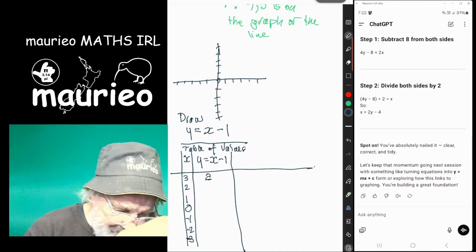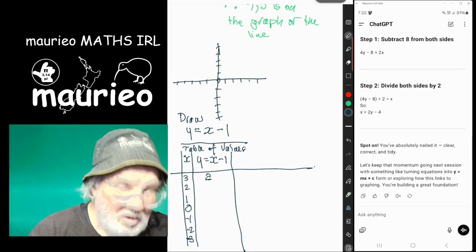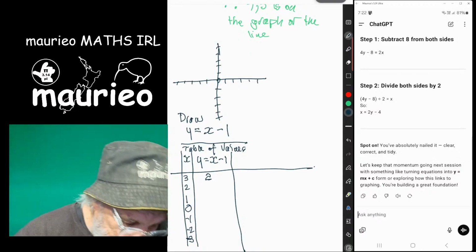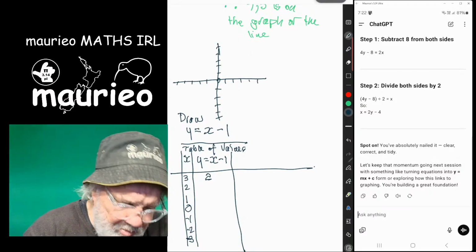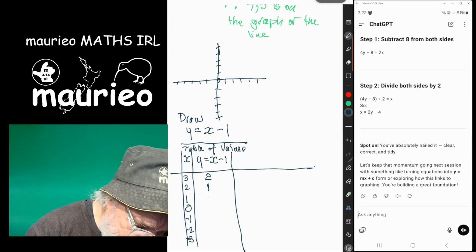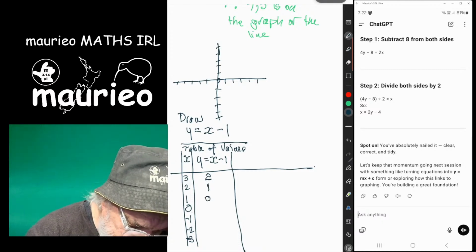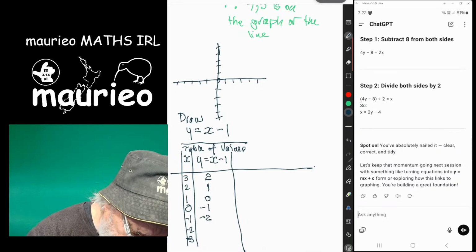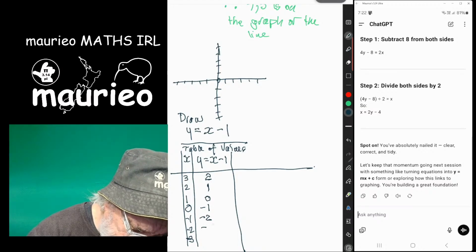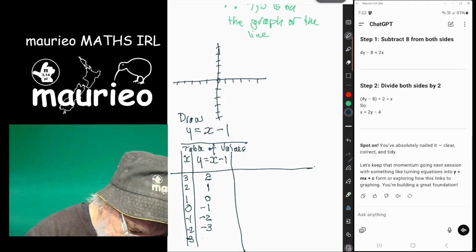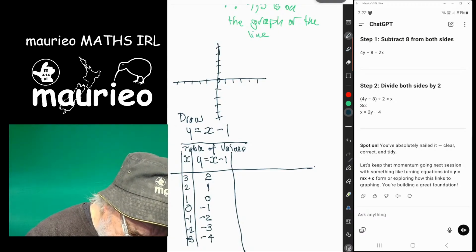Right, so 3 minus 1 is 2. 2 minus 1 is 1. 1 minus 1 is 0. 0 minus 1 is minus 1. Minus 1 minus 1 is minus 2. Minus 2 minus 1 is minus 3. And negative 3 minus 1 is negative 4.